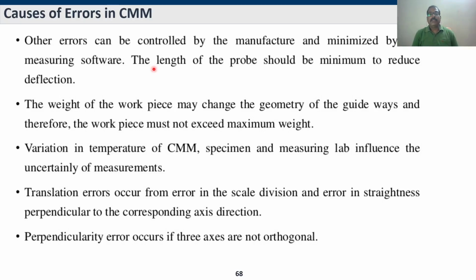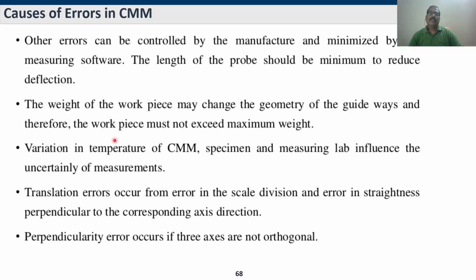And also, as recommended, the length of the probe we have to keep as minimum as possible so that the deflection error will be avoided. But again, it depends. If your purpose of measurement needs a deep measurement, you can't do that. So according to the application, but as much as possible, we can keep it small.